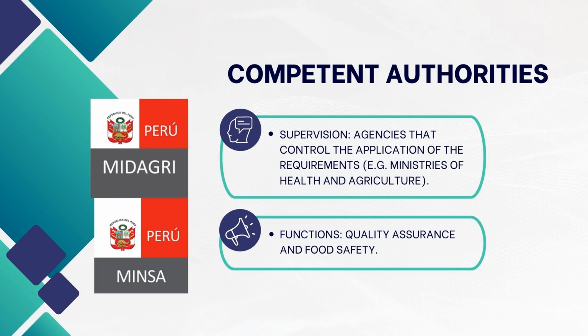Among the most prominent agencies are the Ministry of Agrarian Development and Irrigation and the Ministry of Health, which have a fundamental role in the protection of public health and food quality assurance. The Ministry of Health is in charge of establishing rules and regulations related to food safety and sanitary conditions. And the Ministry of Agrarian Development and Irrigation also plays a crucial role in overseeing the food sector. The ministry focuses on agricultural health and the control of pests and diseases that can affect both crops and livestock products.